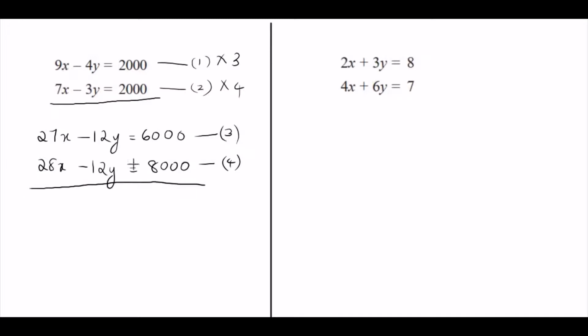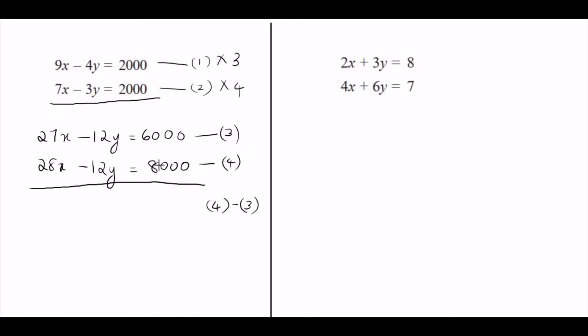Now you have got a pair of linear equations with the y variable having the same coefficient. Now you can either add or subtract to eliminate this variable. So here if you add, you cannot eliminate. So you have to subtract. So let's subtract equation 3 from 4.